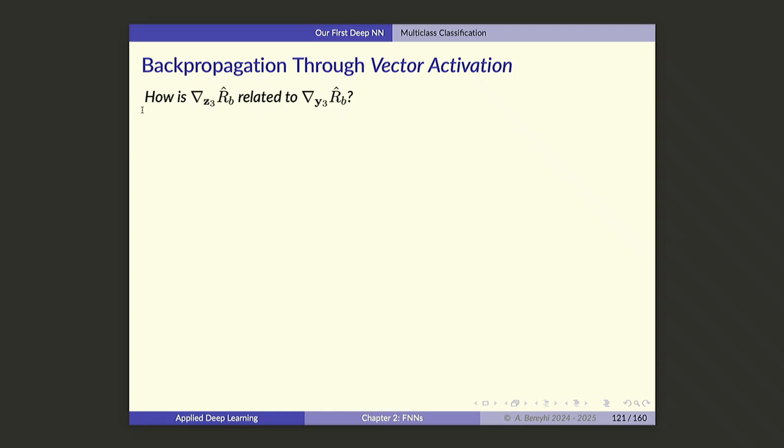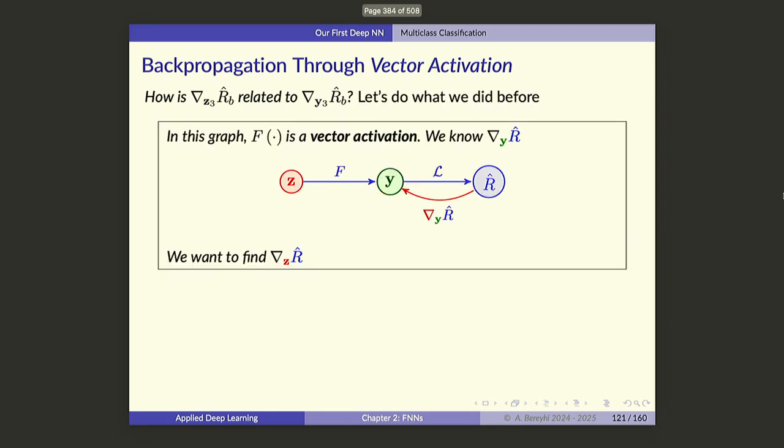Shall we go on? It was far more than 5 minutes. So, back propagation through the vector activation. We now want to move backward over the softmax, right? So how can we do this? I want to get back through softmax.